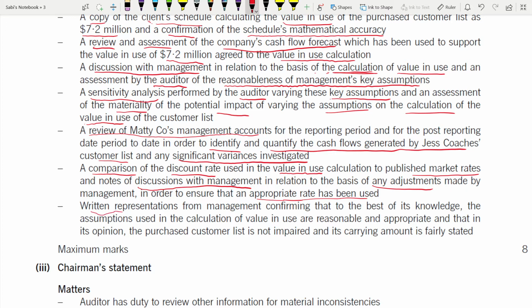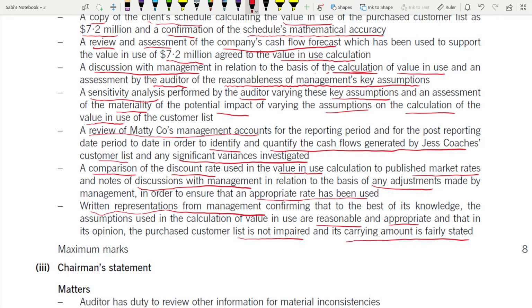Then written representations. This is a very common evidence. Written representations from management confirming what? That to the best of its knowledge, the assumptions used in the calculation of values are reasonable. That means whatever knowledge they have, they have tried their best and used all the assumptions in calculating that value in use, and they are saying it's reasonable and appropriate, and that in its opinion the purchased customer list is not impaired and the carrying amount is fairly stated. You're taking that representation from the management. There is no impairment and the carrying amount is fairly stated.